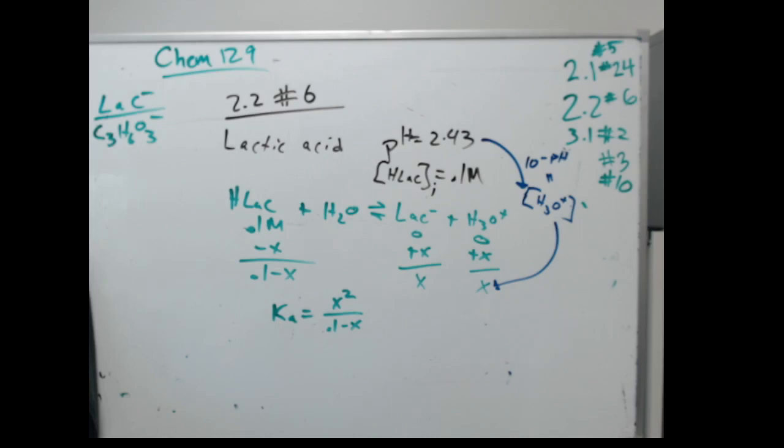The problem is your 1 over KSP is a giant number, so you can't use the x is small approximation. You have to solve the quadratic. And so it becomes a total mess. You have to solve the quadratic with something that's like a billion, right? Because like it was 1 over 10 to the minus 8, so you end up with 10 to the positive 8. It becomes a mess.